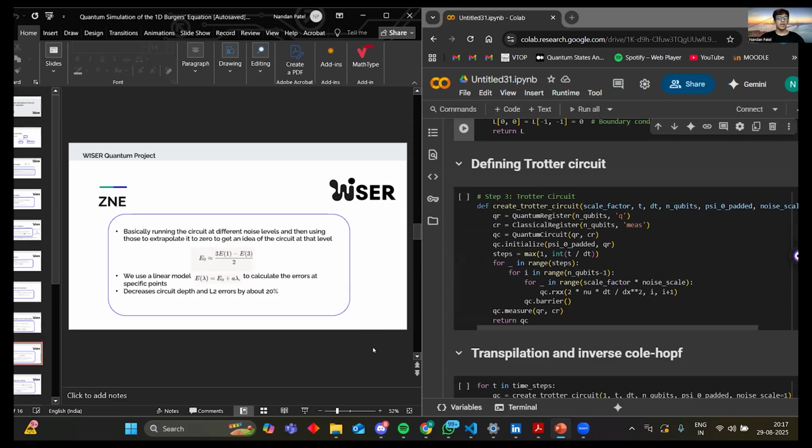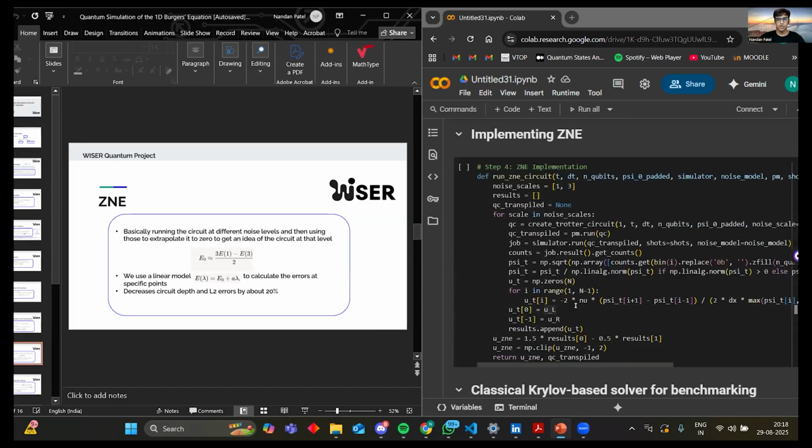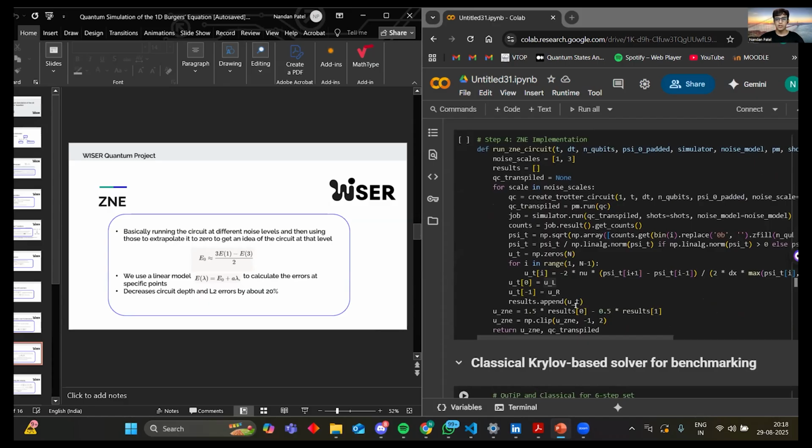To perform the error mitigation, we use zero noise extrapolation, which is basically running the circuit at different noise levels and then using those to extrapolate to zero to get an idea of the circuit at that level. And we use a linear model to accomplish the same. We show that this decreases the circuit depth and errors quite significantly. And the code for the zero noise extrapolation can also be seen on the right. You can read it as per your understanding.